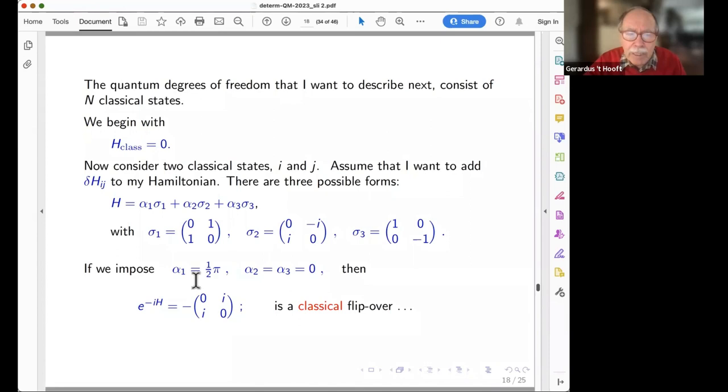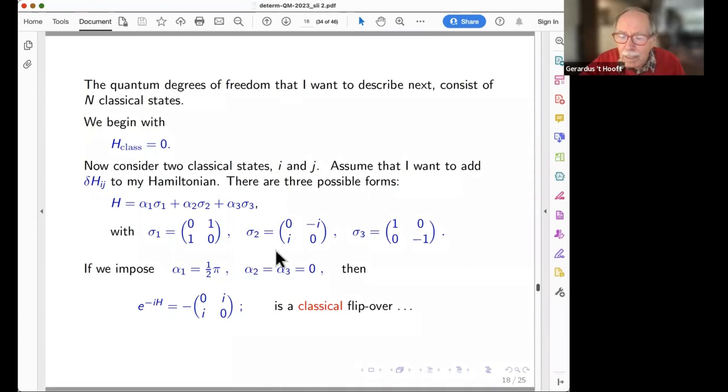Why? Well, e to the power 1/2 pi times i times these matrices gives you this matrix again. If it were not 1/2 pi, but something else, then it would become a superposition. All four entries of the matrix would be different from zero. That would be a quantum superposition. So now, postulating that I have a deterministic theory that is mimicking quantum mechanics is the same as postulating that these coefficients are exactly 1/2 pi and nothing else.